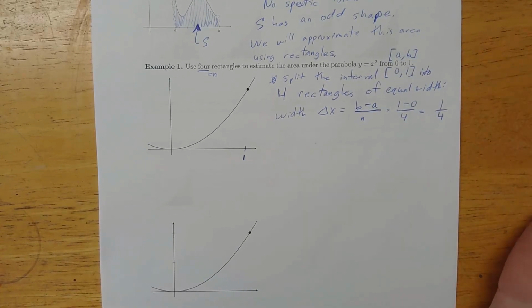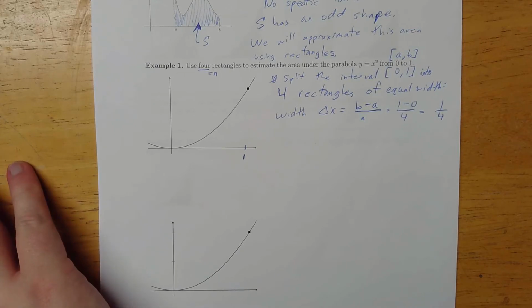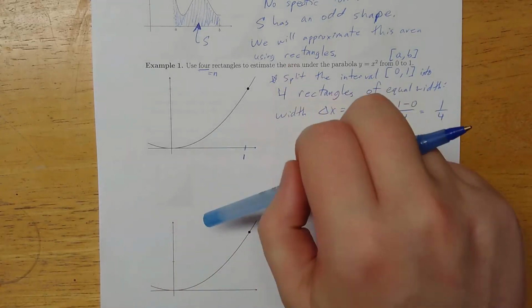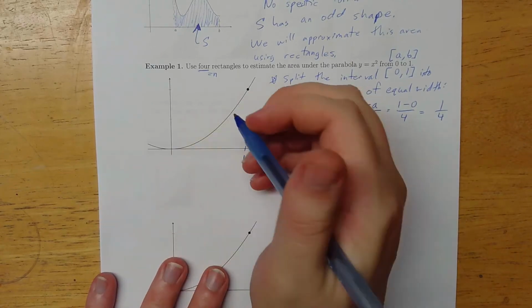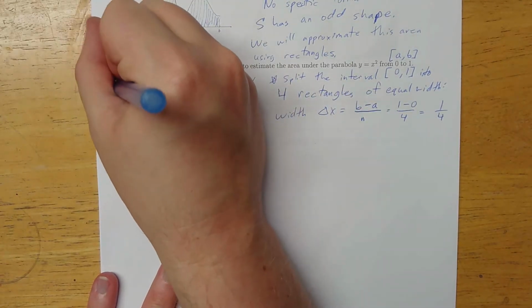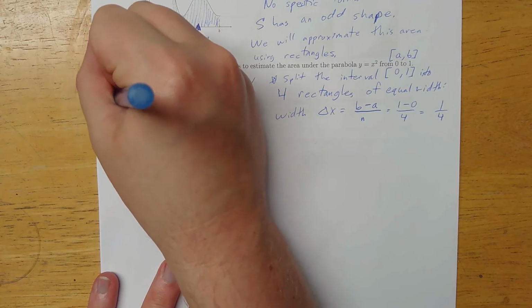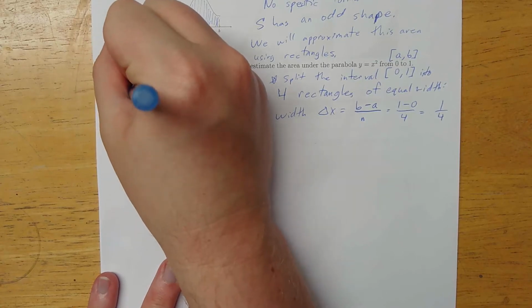So the hard part is then trying to figure out what the height is going to be of each of these rectangles. So there's a few different ways to do this. We're going to discuss 2 of them here, but then we'll get into a third as we keep going. So let's say we wanted to use the right endpoints.